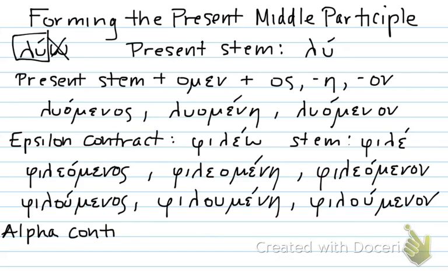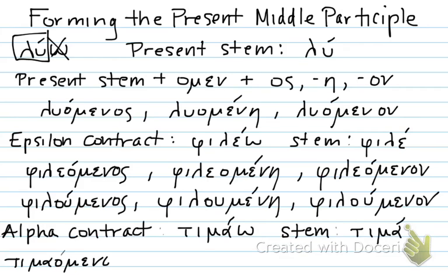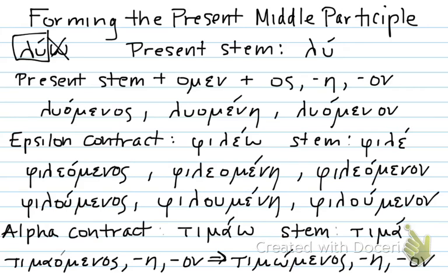For an alpha contract verb, we're going to use τιμάω as our example. The stem is τιμα, and you have τιμαόμενος η ον, and then you form your contraction of alpha and omega, or alpha and omicron, to get τιμώμενος, τιμωμένη, and τιμώμενον.